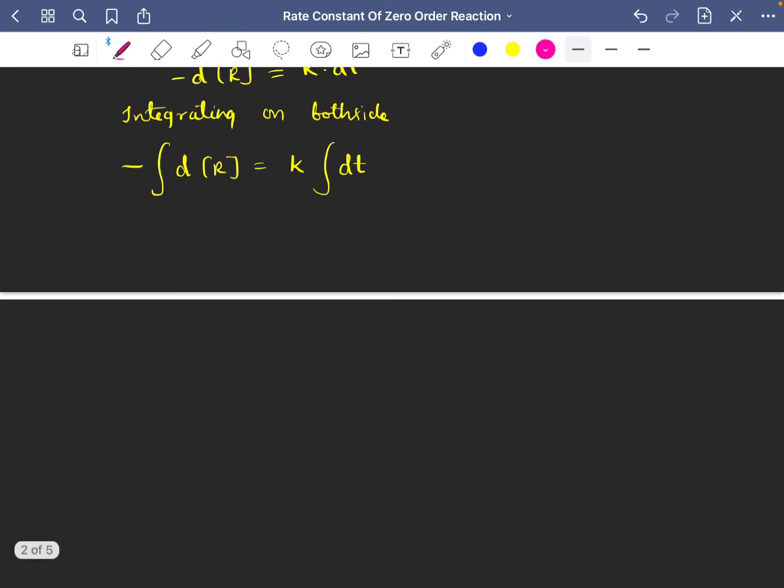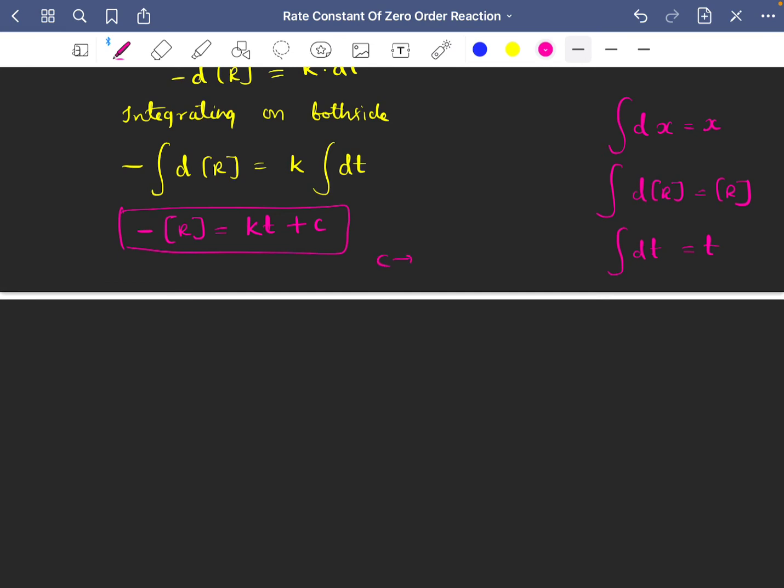See, integration of differentiation of x is equal to x. In the same way, integration of differentiation of concentration of R will be equal to R, right? So what we'll get here? Minus concentration of R is equal to integration of differentiation of t, which will be equal to t, right? K is constant, so we get Kt plus C. Here C is called the integration constant. You can consider this as equation number 3.